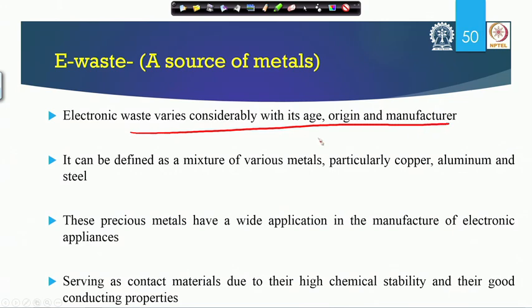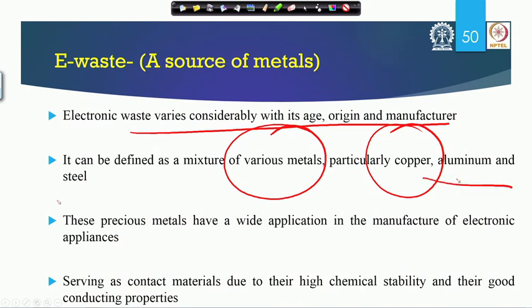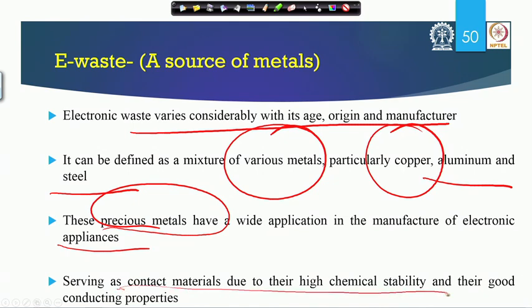And various metals are there. You will see lots of copper, aluminum, steel, and also gold and other things. We'll talk about these precious metals in a minute. They have wide applications, which we already talked about. You saw some of these when we were talking about the health impact, and why they are used: they act as contact material because of high chemical stability and good conducting properties. That's the reason these heavy metals are used.